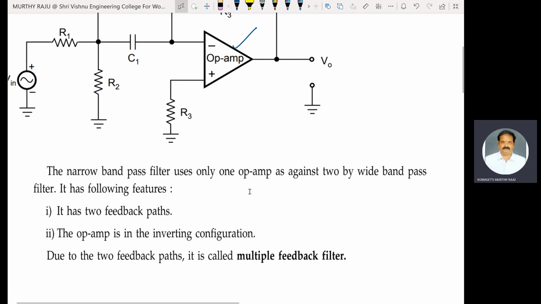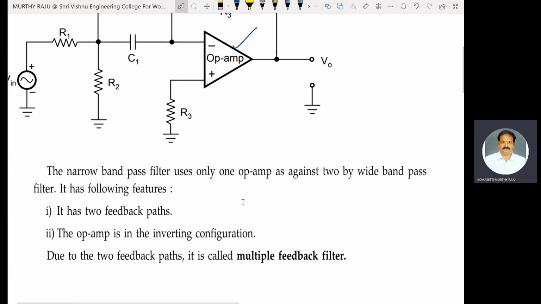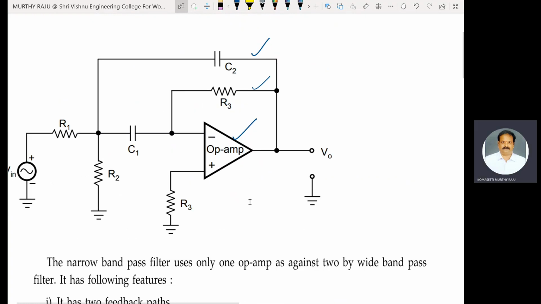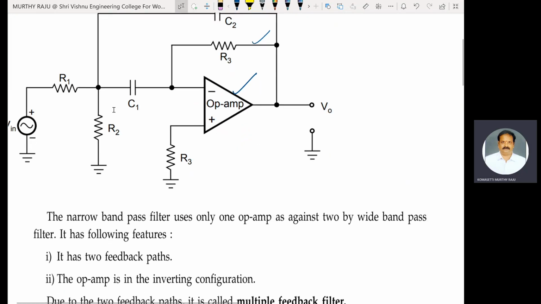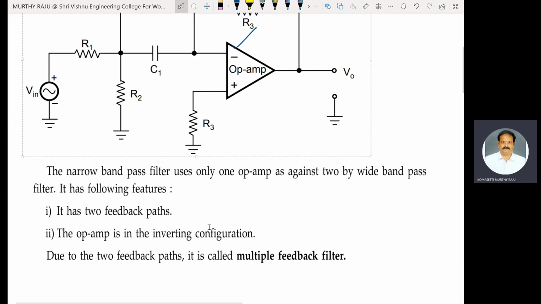It has the following features. It has two feedback paths: this is feedback path 1 and feedback path 2. The op-amp is in the inverting configuration, which means the input voltage Vin is connected to the inverting terminal of the op-amp.